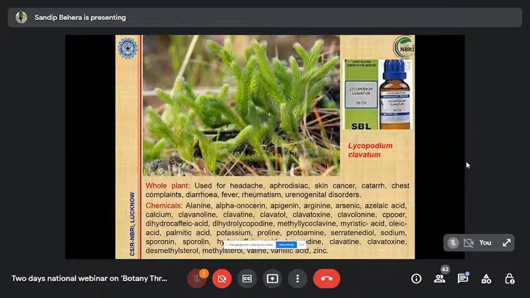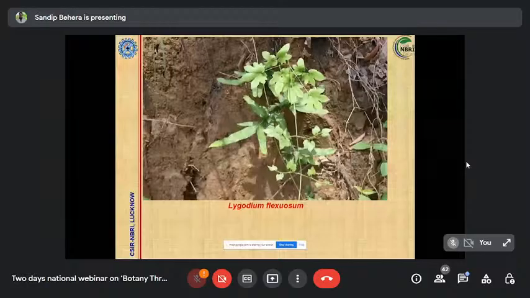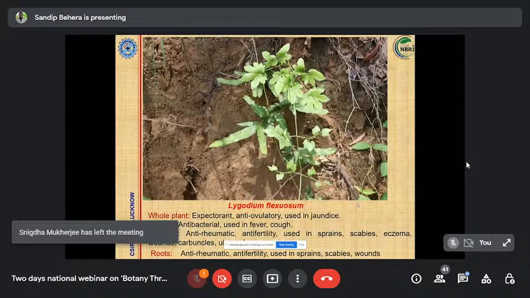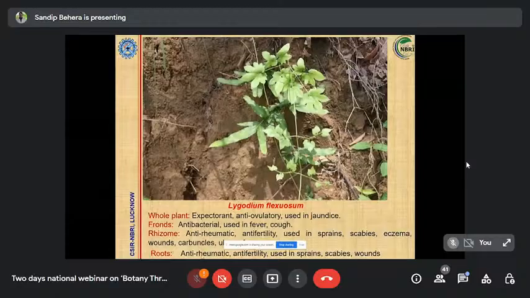Very few plants. This is another plant, Lygodium flexuosum. It also has very good medicinal property. The whole plant is an expectorant and anti-ovulatory, and it also works as anti-jaundice. And the fronds have antibacterial property and help in cough. The rhizome is also anti-rheumatic, anti-fertility, and is also used in wound healing. What are the chemicals? I did not get the information about the chemicals. It has anti-rheumatic property, anti-fertility property, and is used in sprains, cabbage, and wounds.